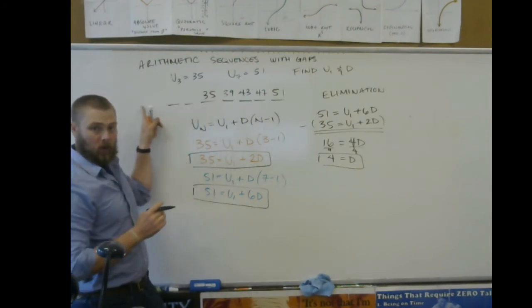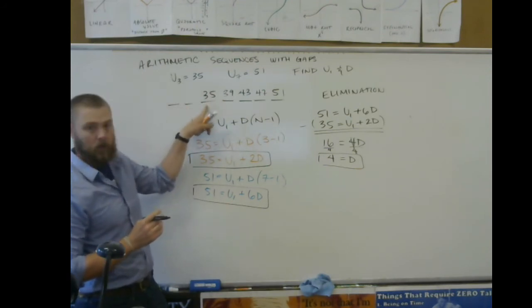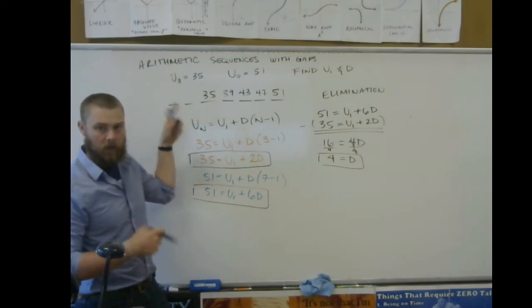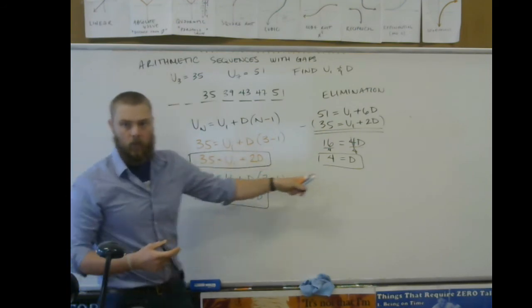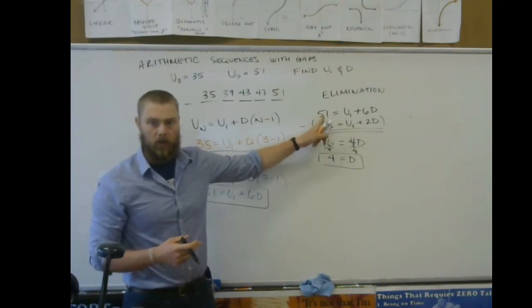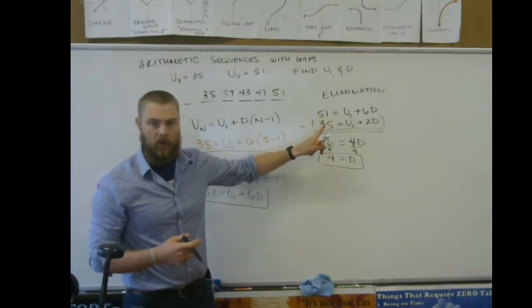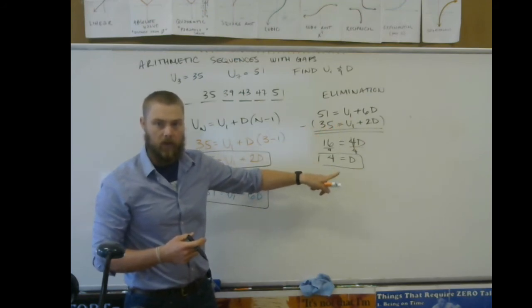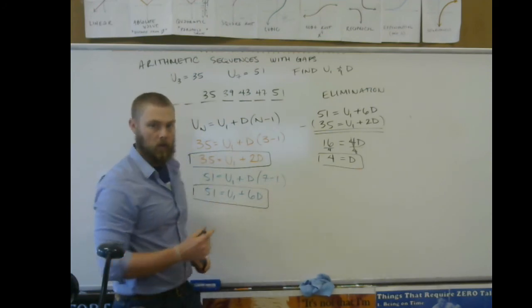Now, if this were really far out, like say this weren't U3, this were U200, we wouldn't want to go backwards. So we need a better method, and that is that we're just going to plug this 4 back into one of these 2 equations. And we'll use the easier of the 2, this 35. If we use that, but with D is 4, we can figure out U1.